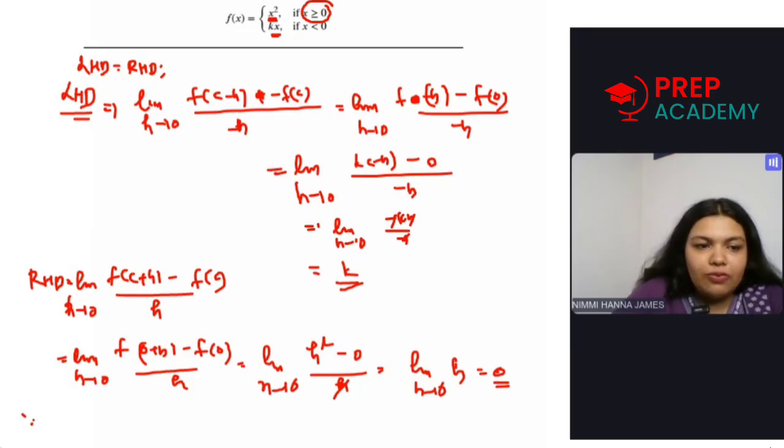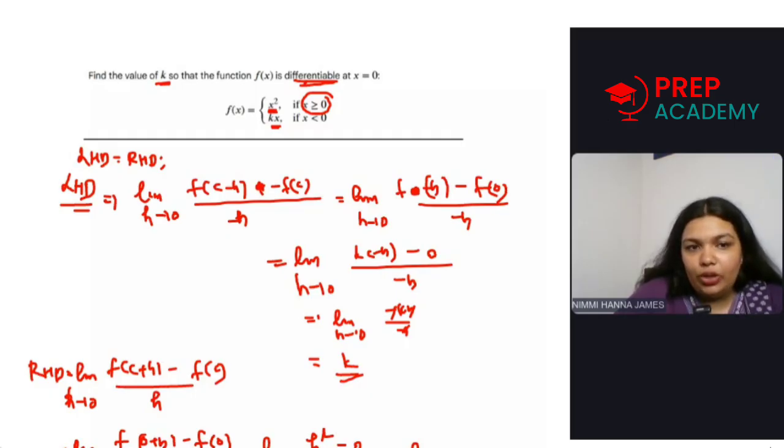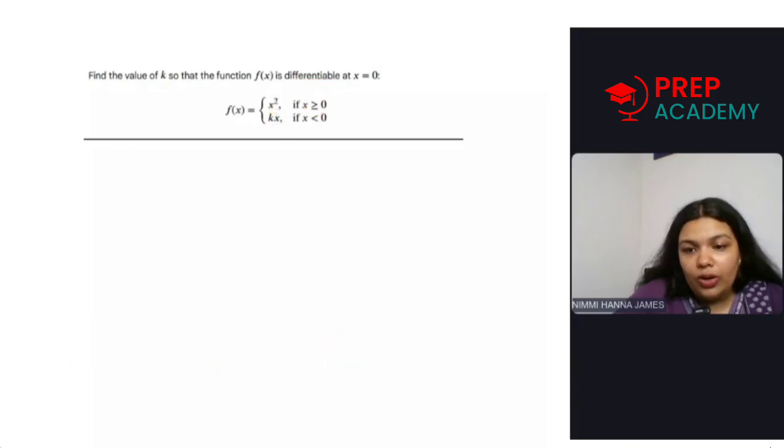So since the function is differentiable at x equal to 0, we have that LHD is equal to RHD. That means k is equal to 0. That's what we wanted to find, the value of k. So we just did this. These questions are very important. This will definitely be asked in your board exams, especially in the MCQ sections.